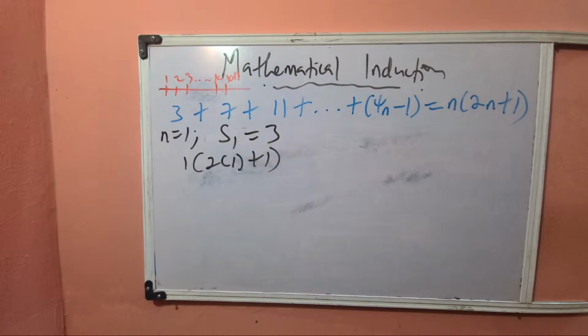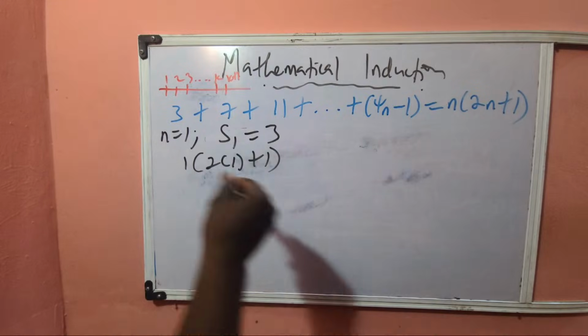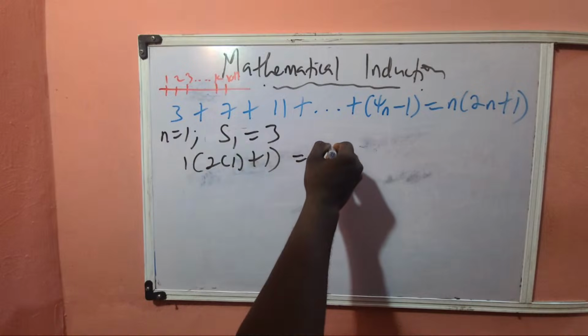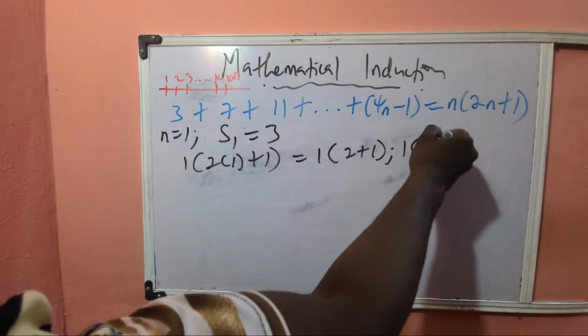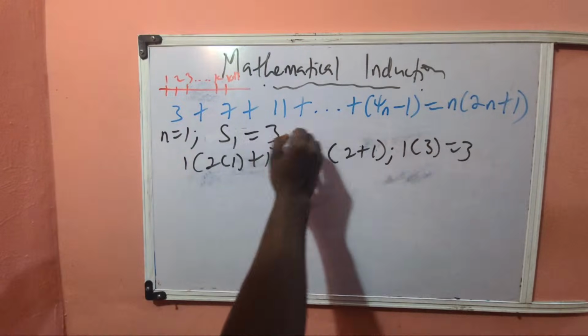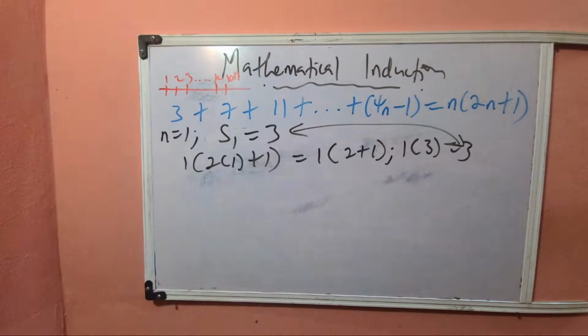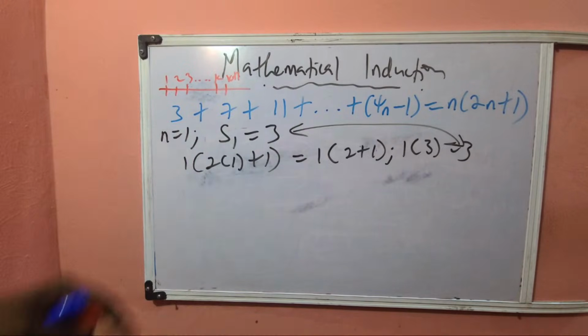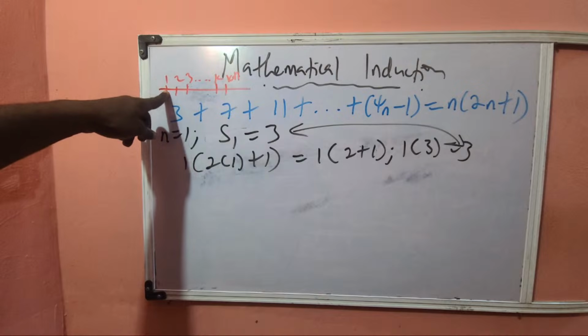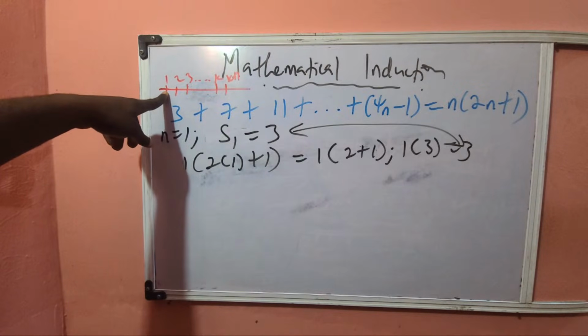Now, if you're done with this one, what do you get? You get 1 times, this is 1 times 2 plus 1. That's 1 times 3. That's 3. Okay, it looks like it works. For the first one, all right, that's our first step. Take it at this point now that you have stepped on the very first staircase or whatever you want to see. You have stepped on this place. You see it works. It's okay.